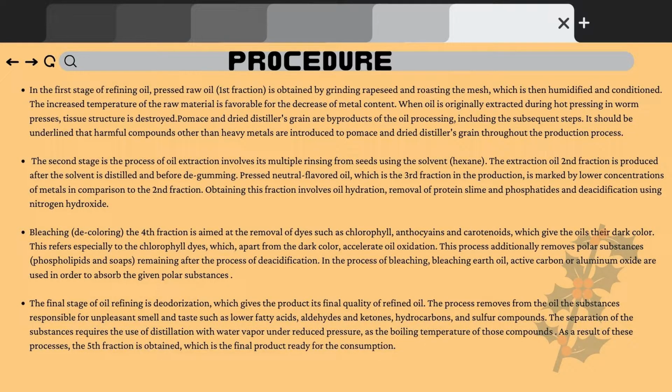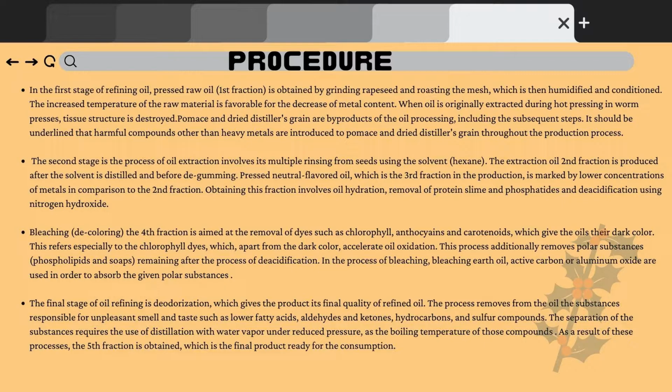The next one is procedure. In the first stage of refining oil, pressed raw oil is obtained by grinding rapeseed and roasting the mass, which is then humidified and conditioned. The increased temperature of the raw material is favorable for the decrease of metal content. When oil is originally extracted during hot pressing in one process, the tissue structure is destroyed.